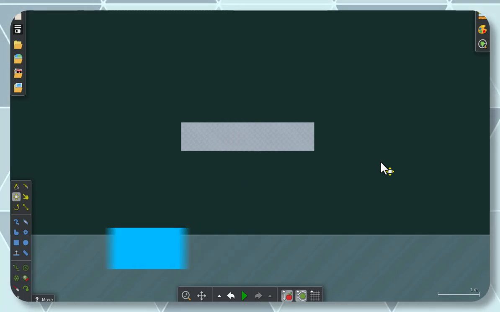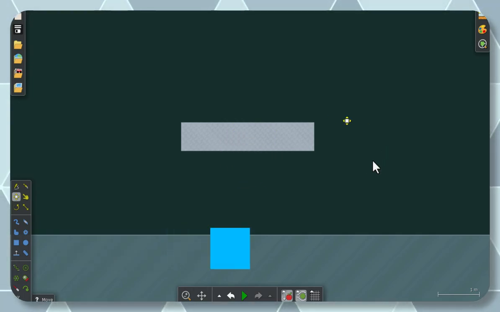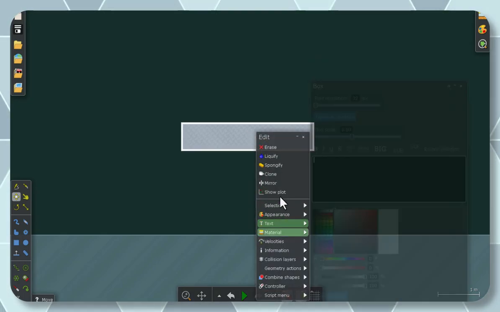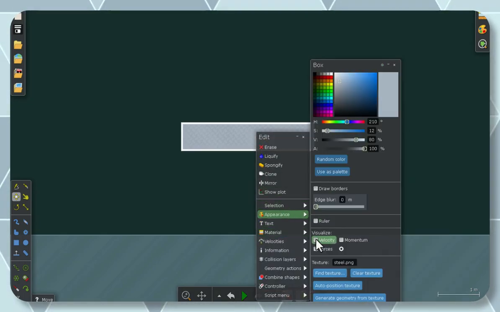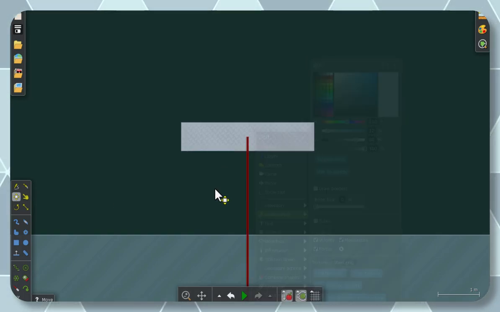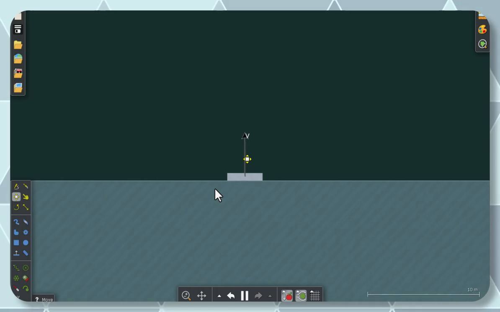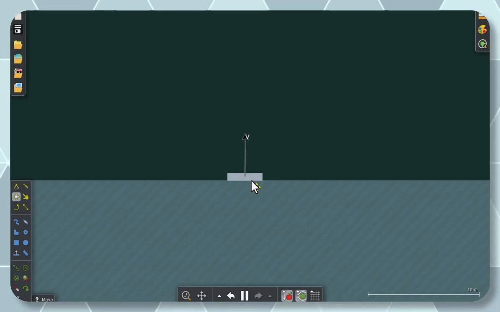The other key feature in Algodoo is the ability to visualize vectors. You can click on an object and its appearance to show velocity, momentum, and all the forces acting on a body. Here we can see that there is a force pushing upward, and this is the normal force that arises from Newton's third law. The object is pushing downwards on the surface and it produces a force that is equal and opposite in direction.